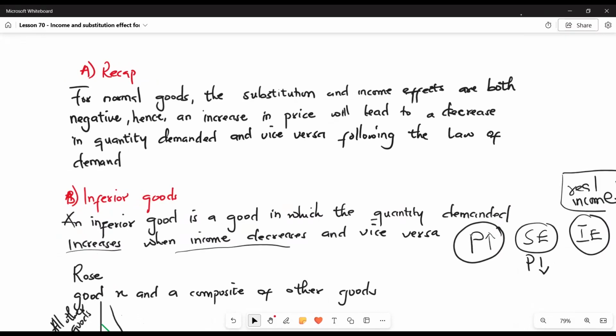So this means that for an inferior good, the income effect is positive, which means that if the price increases, the quantity demanded resulting from the income effect is going to be an increase in demand. So let's keep this in mind as we progress in this lesson.